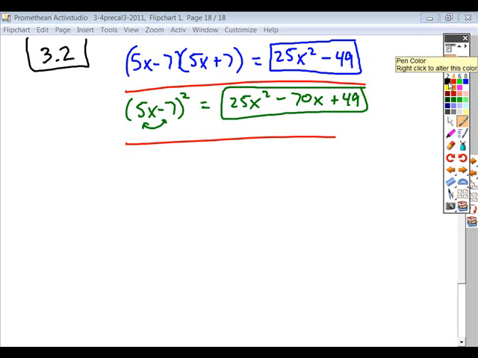Now, the thing that you're going to see in the next section is not only do you need to be able to go from left to right, you're also going to need to be able to go back the other direction and factor these. So you do want to be familiar with these because you're going to be moving back and forth between the different forms.